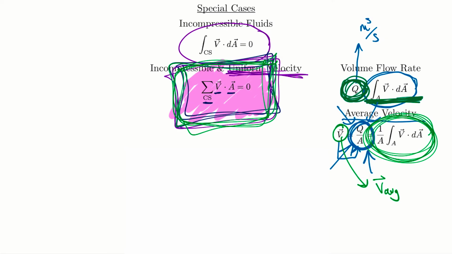We just have to make sure it's incompressible, okay? And we just have to make sure that we have an average velocity or a uniform velocity over the surface. That's it. Generally, it's easy to check those boxes. We normally do have those things, right? So that's the expression we use.